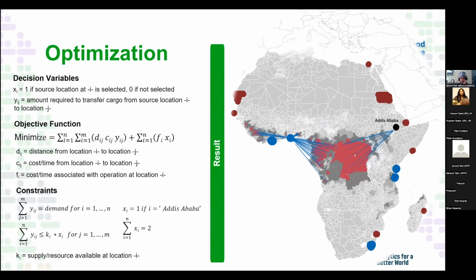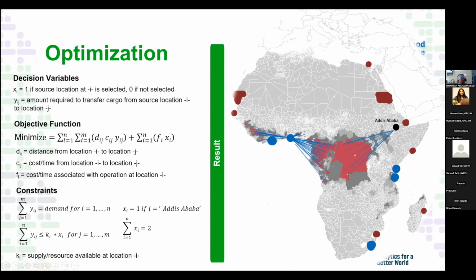And for our optimization problem, we have defined our variables, which are X for the source location, a binary variable, and also the amount that we need to transfer from the source to location J. We want to minimize the cost per distance and also the cost associated with the location. By cost, I mean it can be monetary cost, or it can also be time cost. So you might want to minimize time, or minimize cost, or you might as well do both of them. And for the constraints, we want to meet all the demands.